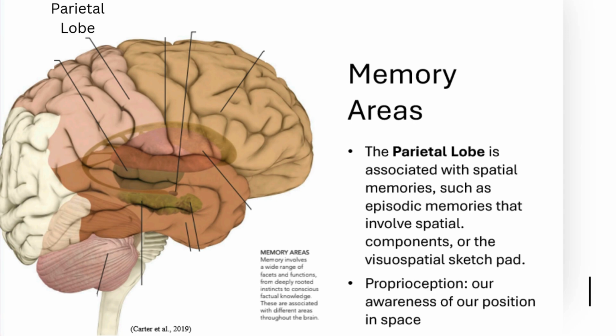The parietal lobe is associated with spatial memories, such as episodic memories that involve spatial components or the visuospatial sketchpad. This part of the brain is responsible for holding a map of our body and our position in space, referred to as proprioception.